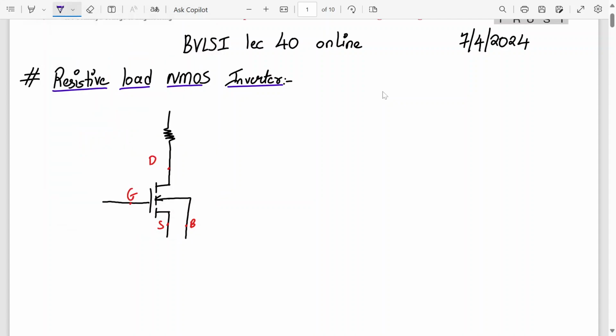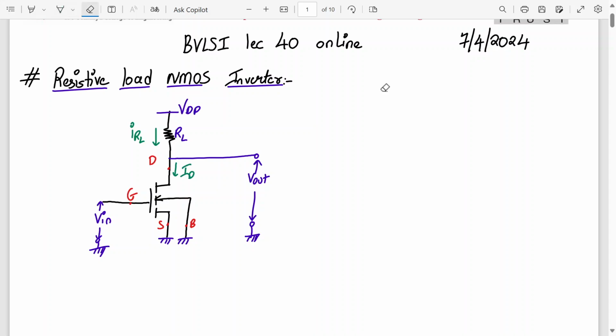Okay, so let's connect the remaining things. This is my VDD, supply voltage VDD. These two are connected to the ground. Input is applied to the gate terminal with respect to ground, so here is my input Vin. Output is taken across the drain terminal, so here is my output, and it is measured with respect to ground again. And this is my load RL. The current flowing through the load RL we can call IRL, and the current flowing through the drain terminal we can call ID. Let me write it capital.